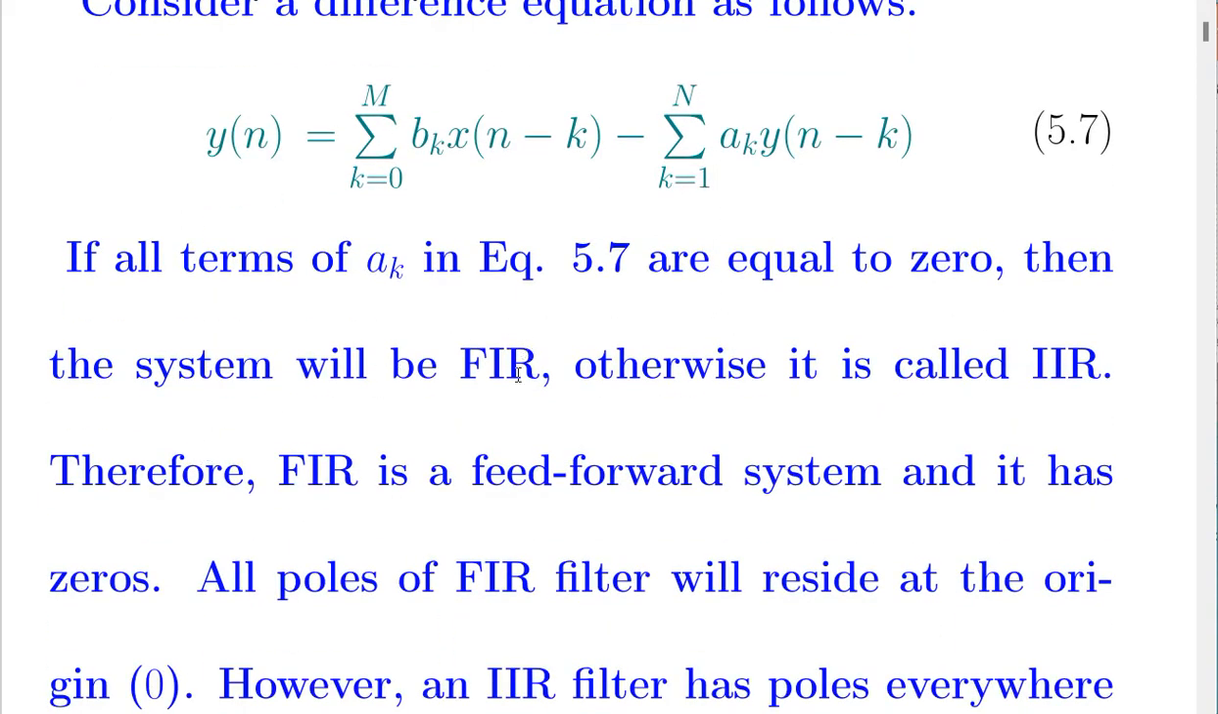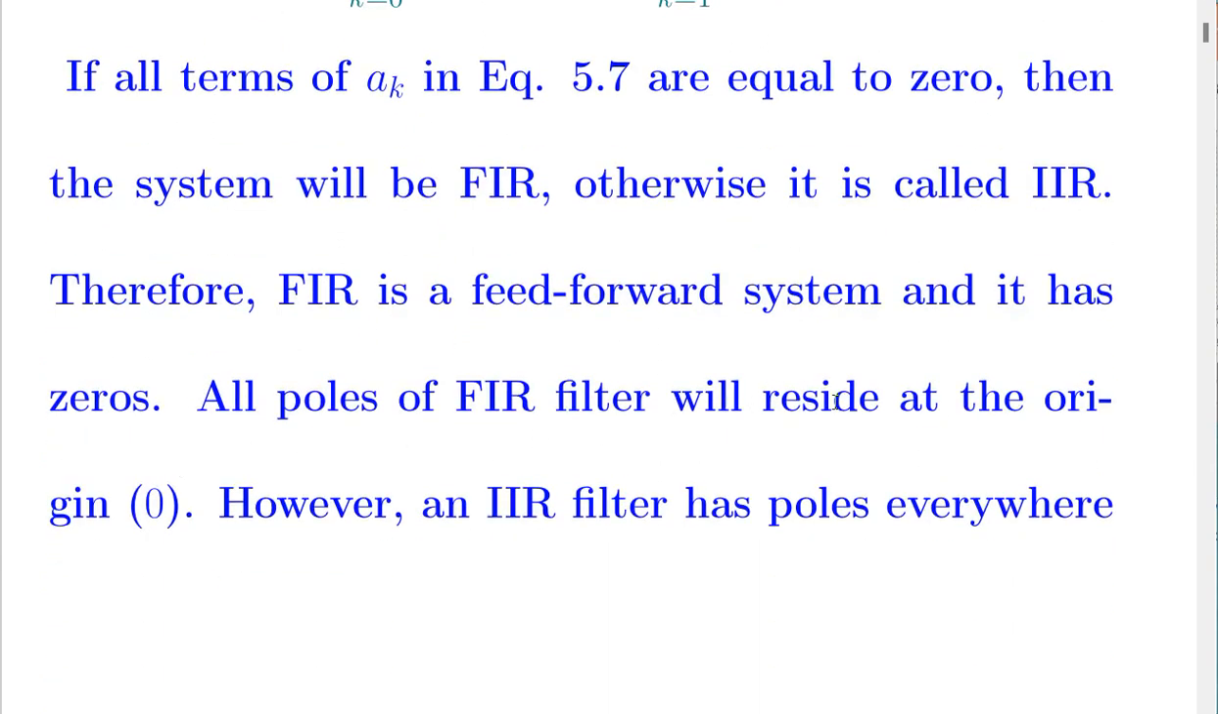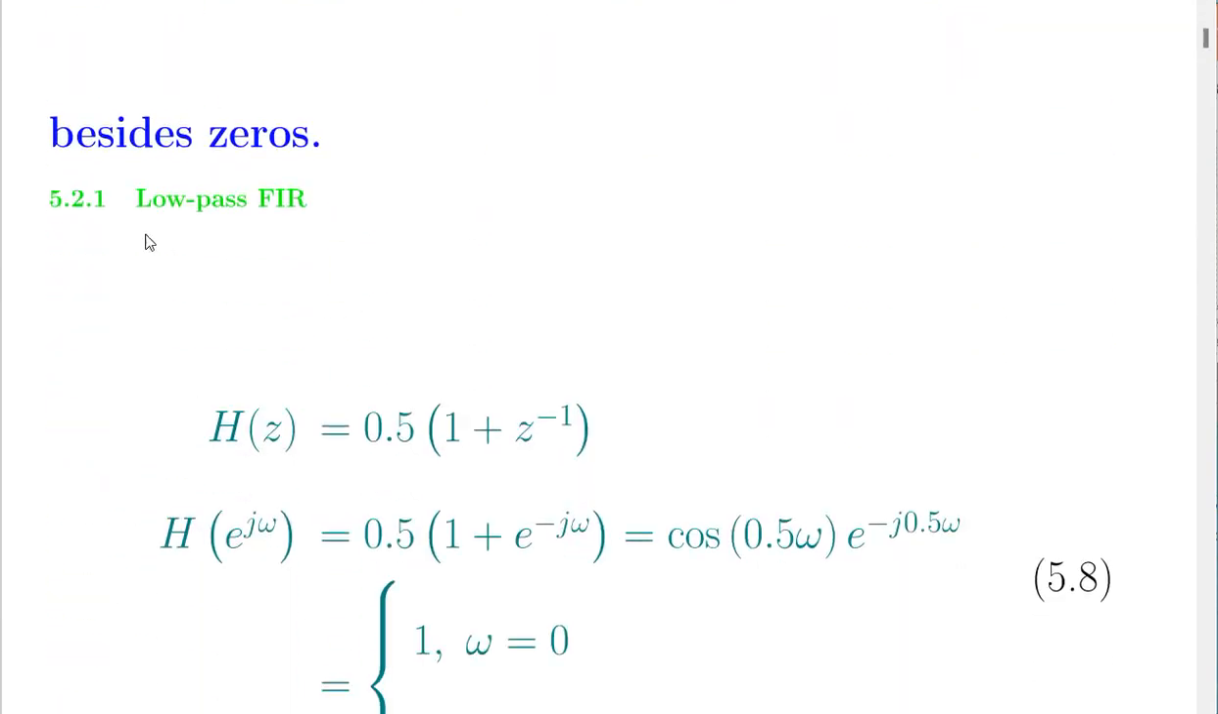the system will be FIR, finite impulse response. Otherwise, it's called IIR. Therefore, FIR is a feed-forward system and it has zeros. All poles of an FIR filter will reside at the origin. However, an IIR filter has poles everywhere in the Z domain besides zeros.